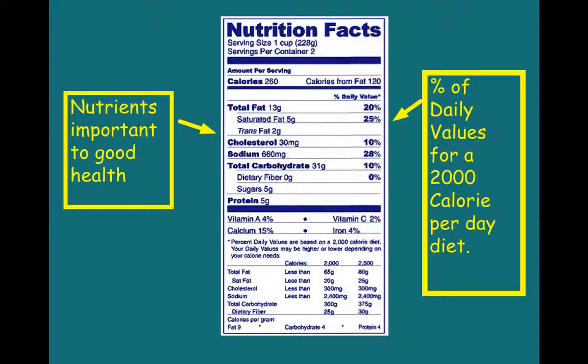The next part of the food label is going to show you all the nutrients that are important for good health, or all the nutrients that are in the packaging. To the left, it's going to give you a breakdown. It's going to give you the fat breakdown, cholesterol, sodium, carbohydrates, and protein, usually in that order.